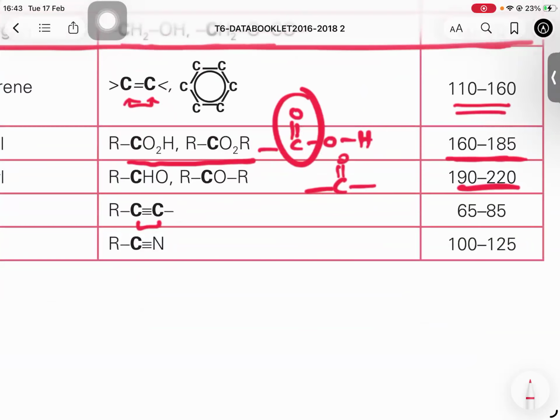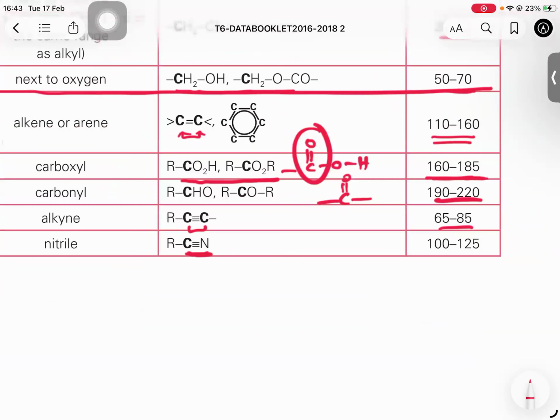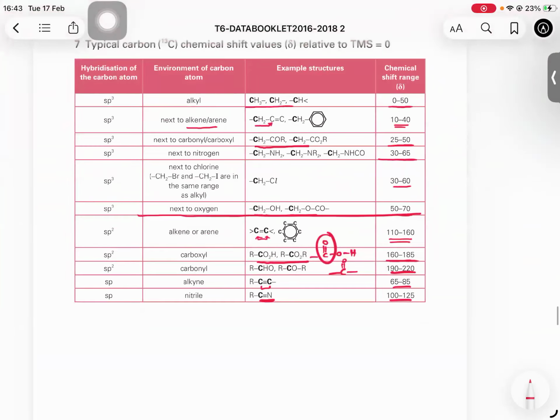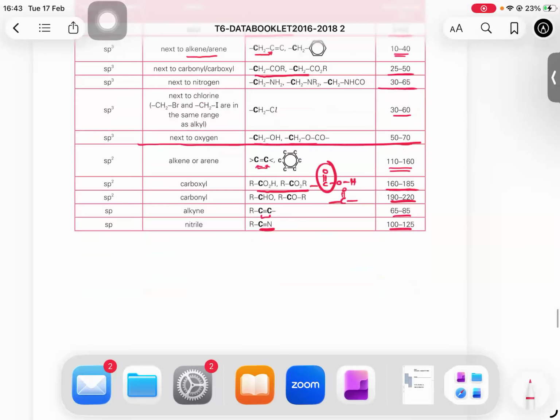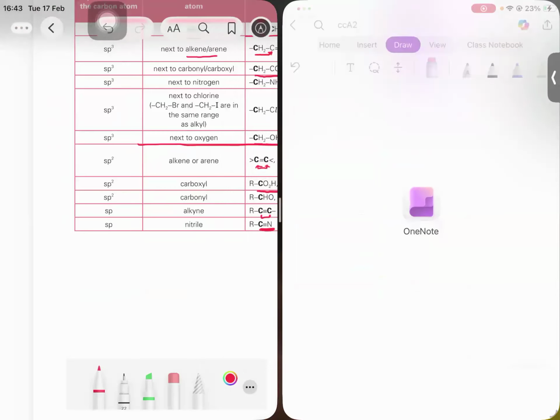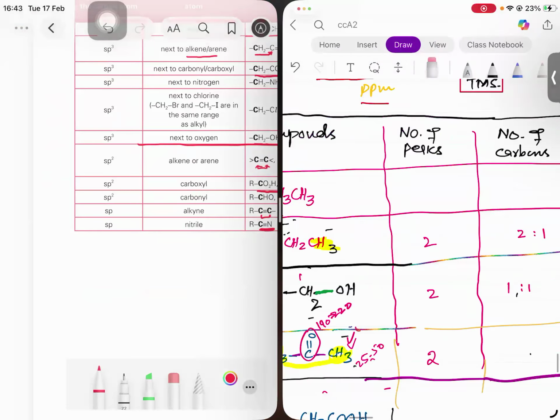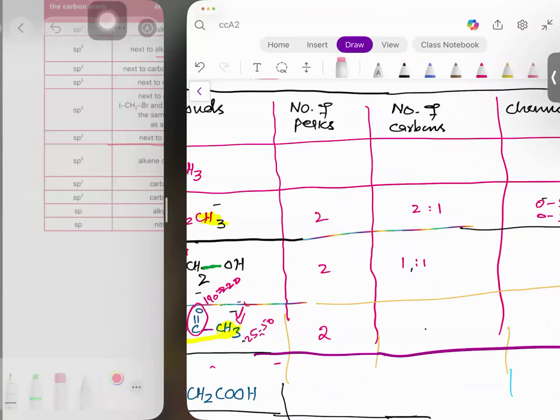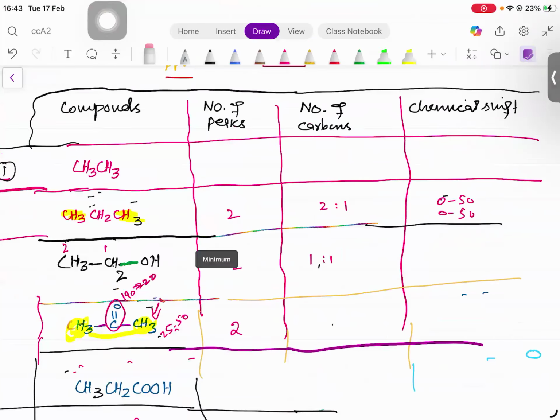What about C triple bond C? 65 to 85. What about nitrile, CN? 100 to 125. So these are the chemical shift values. You can clearly see they have highlighted in bold the carbon which is next to the functional group or part of the functional group. Now keeping in mind this data, or you can have this data with you, let's do the practice. Here, you have to draw this type of table. Look at this, please.